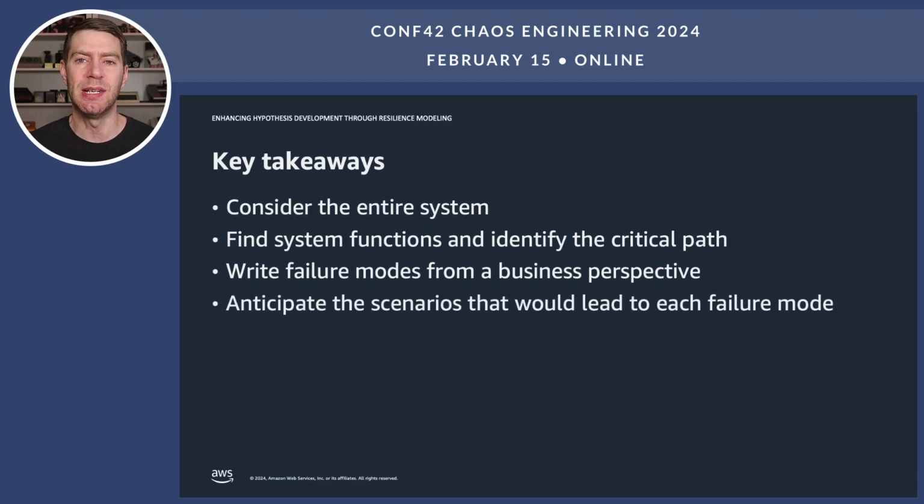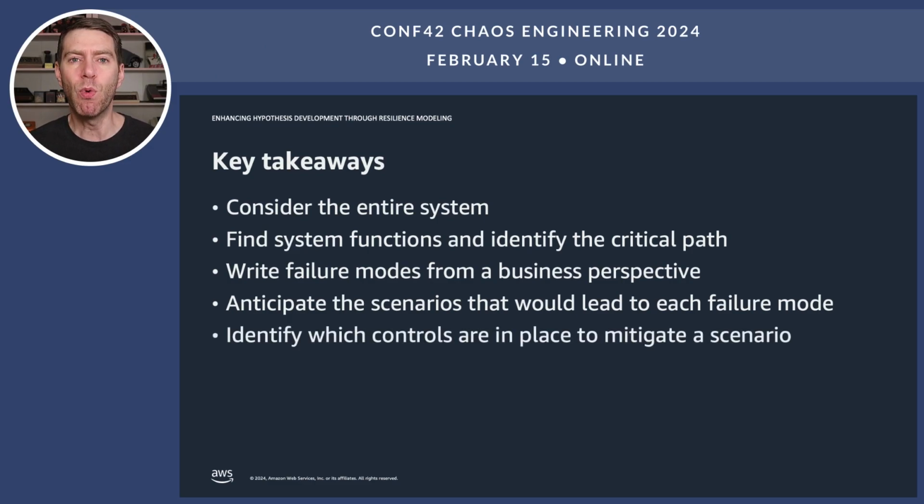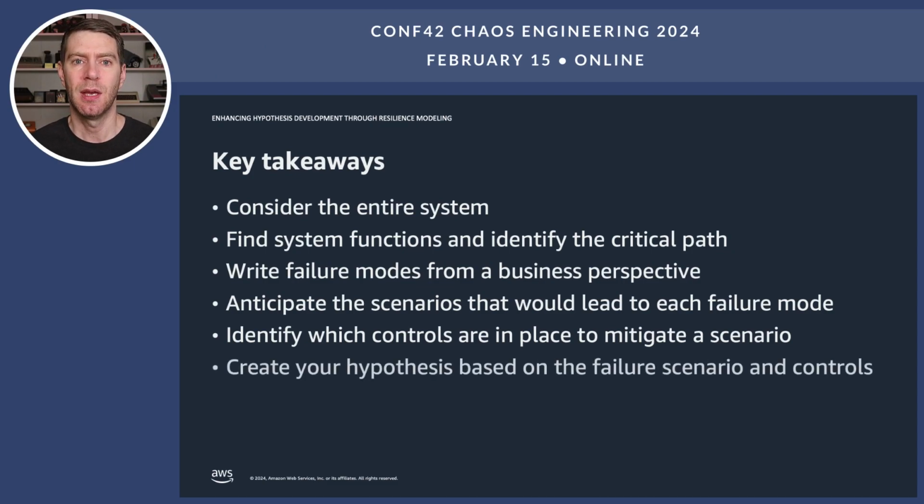Anticipate the scenarios that would lead to each of these failure modes. How would one of these failures happen? Then create and anticipate that scenario. For each of these scenarios, try to identify the controls that you have in place based on the four different control types that we looked at. And finally, create your hypothesis based on that failure scenario and the controls that you have in place. Then use that hypothesis to run more high-quality chaos engineering experiments.